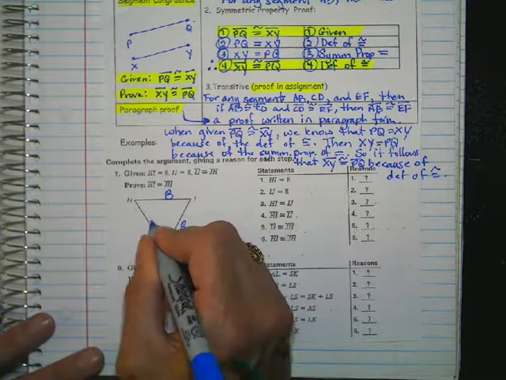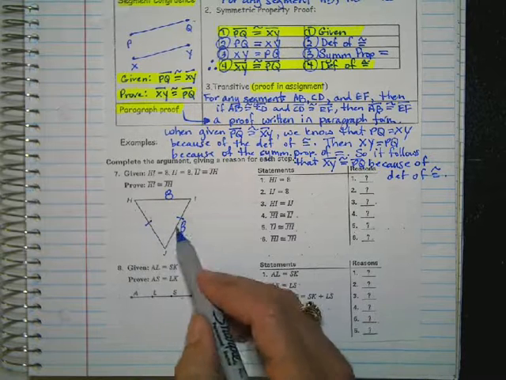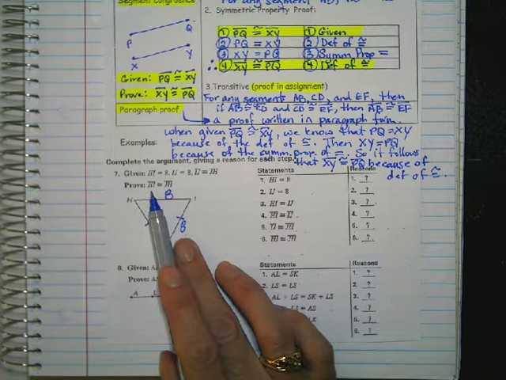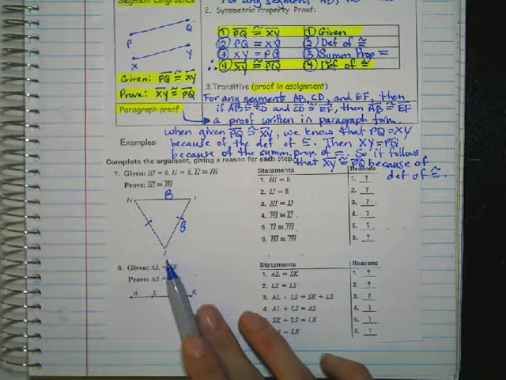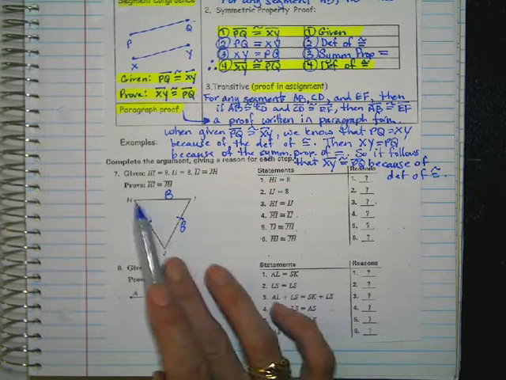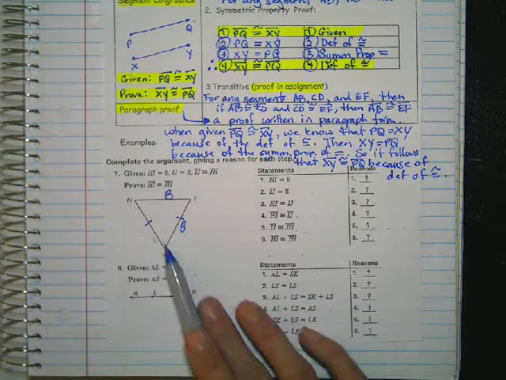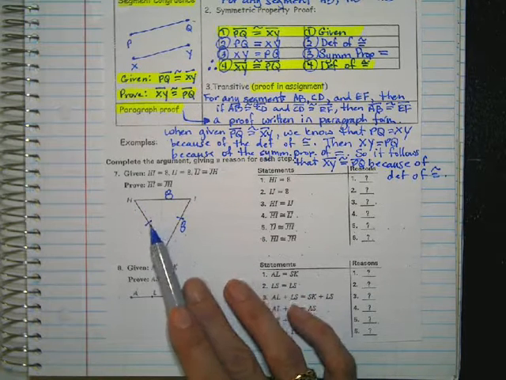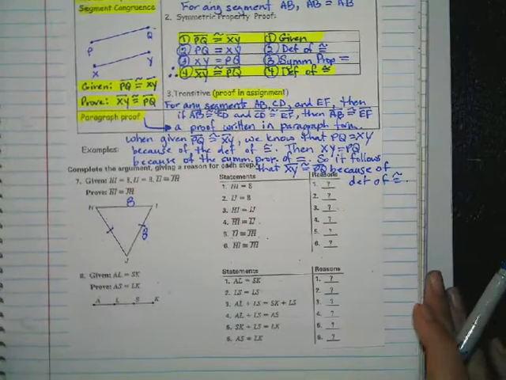The goal here is to prove that line segment HI is congruent to JH. So we're going to prove that this 8 and that line segment right here are congruent. Now you can see over here that the statements have already been filled in for you, so we're just going to give the reasons. So that's kind of nice.